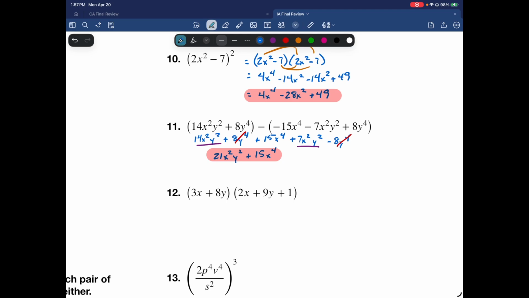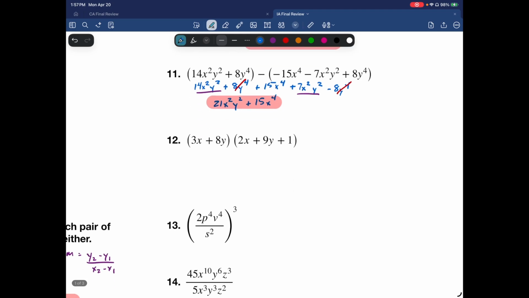All right, number 12. You're doing the same thing, you're just distributing. So I'm going to take the 3x and give it to every term, and then I'll come back and get the 8y and give it to every term in the trinomial. So 3x times 2x is 6x squared. 3x times 9y is going to be 27xy. 3x times 1 is just 3x. All right, so I'm done with 3x. Let's do the 8y. 8y times 2x is going to be 16xy. 8y times 9y is 72y squared. And then 8y times 1 is just 8y.